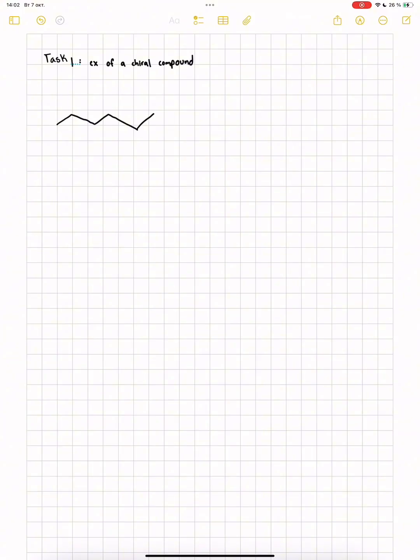Here's the parent, and then I'm just going to draw a few hydroxides. This one's going to be on a wedge, this one will also be on a wedge, and then between them I'm going to have a hydroxide on a dash. Now, this is a chiral compound, and we are going to label it chiral compound A, or just think of it as compound A. But this is chiral.